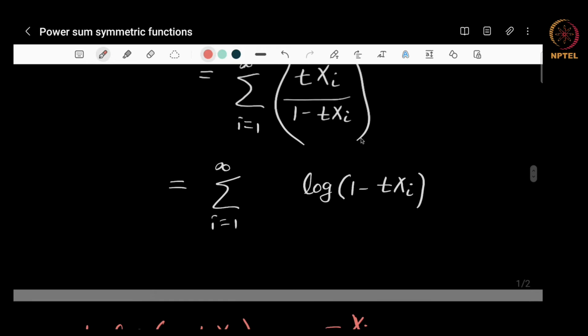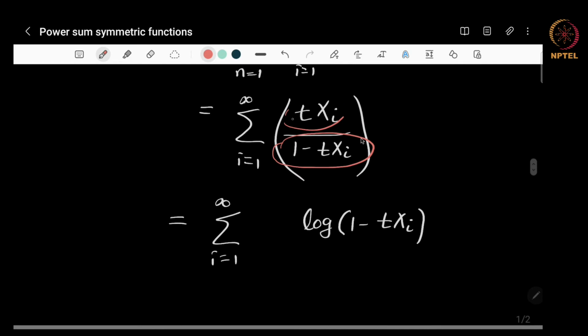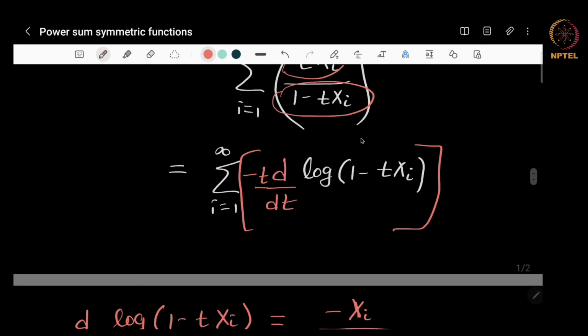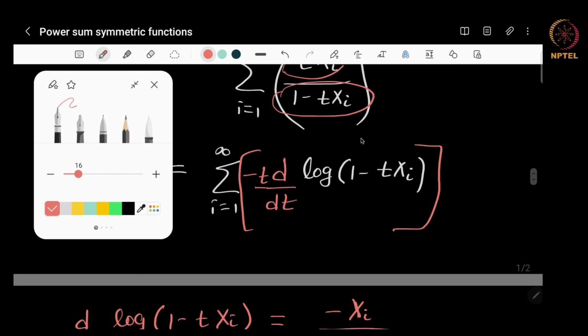Now what do I have here? I need to get 1 over 1 minus t xi in the denominator. That's all right. And I need t xi in the numerator, right? So how can I get a t xi in the numerator? Well, I just take the derivative of this, and then multiply the answer by a minus t. So what I need to do really is to take minus t d/dt of log of 1 minus t xi. And then I need to sum that over i's, i going from 1 to infinity. So let's do that.